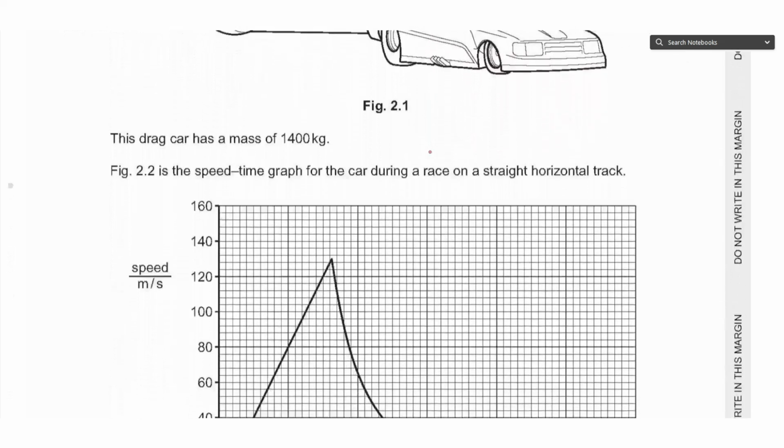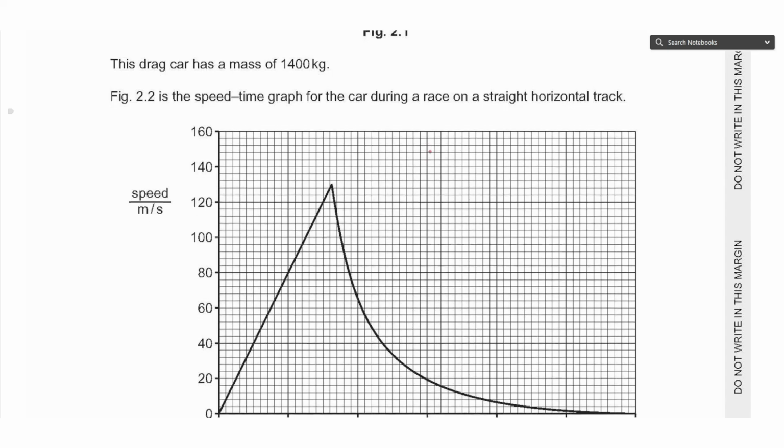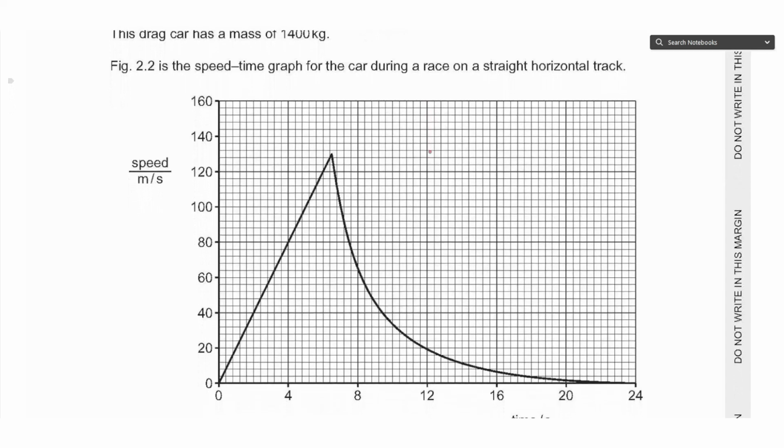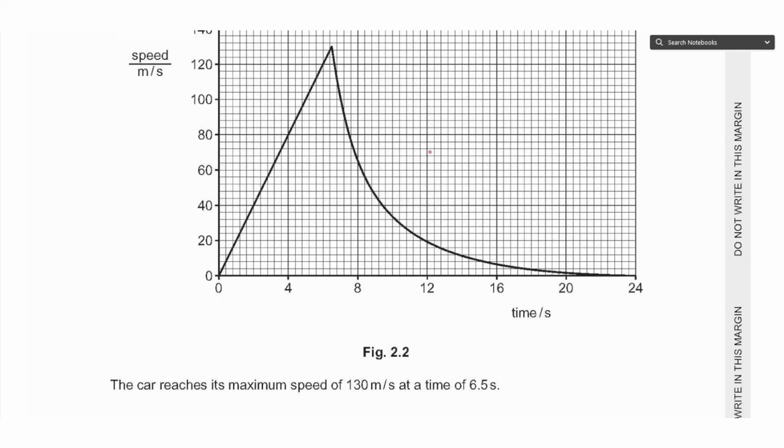This drag car has a mass of 1,400 kilograms. Figure 2.2 is the speed time graph for the car during the race on a straight horizontal track. So we have constant acceleration at the first part, then decreasing deceleration shown by the decreasing gradient of the graph. And it says that the car reaches its maximum speed of 130 meters per second at time 6.5 seconds.